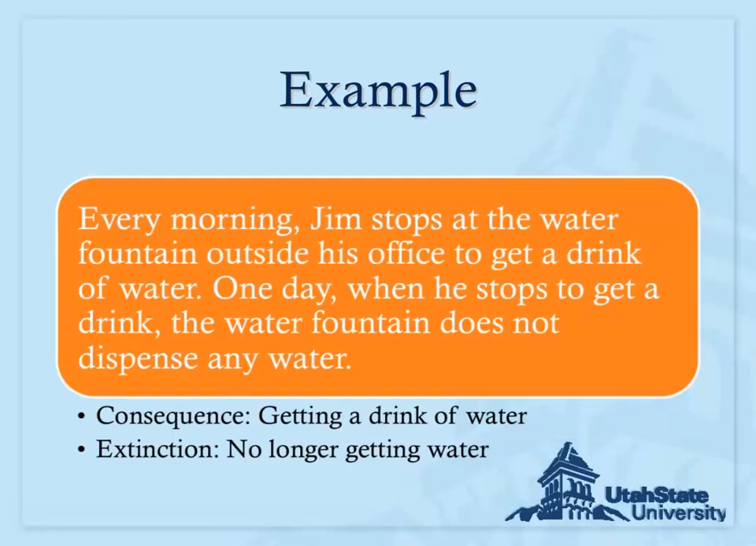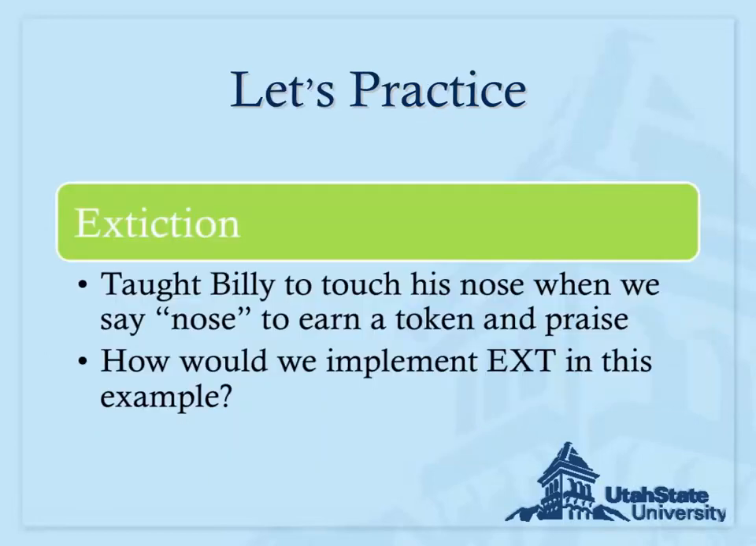Here is an example of a behavior that is naturally extinguished. Every morning, Jim stops at the water fountain outside his office to get a drink of water. One day, when he stops to get a drink, the water fountain does not dispense any water. The consequence for Jim in this example is that he gets to drink water when he stops at the water fountain and pushes the button. Extinction occurs when the water fountain stops dispensing water. Over time, Jim will learn that he cannot obtain water from stopping at the fountain, and therefore his behavior of stopping at the water fountain will decrease. Take a look at this example and see if you can answer the question before moving on.